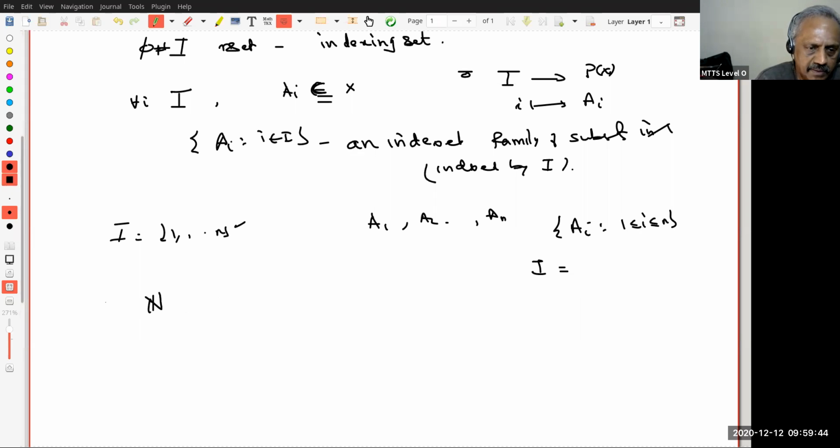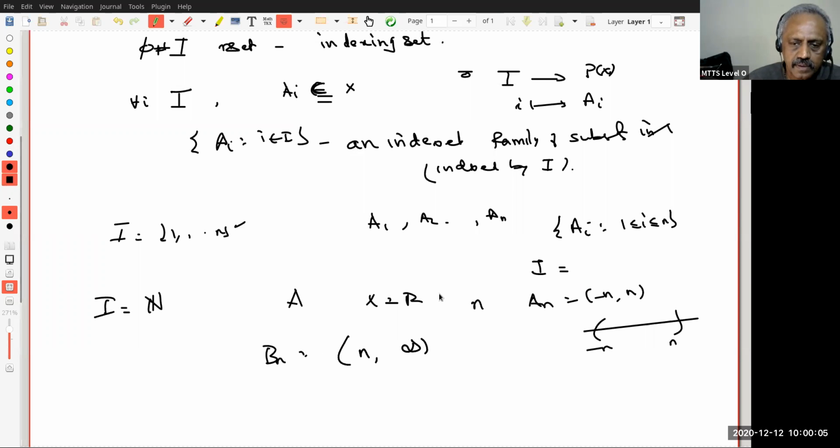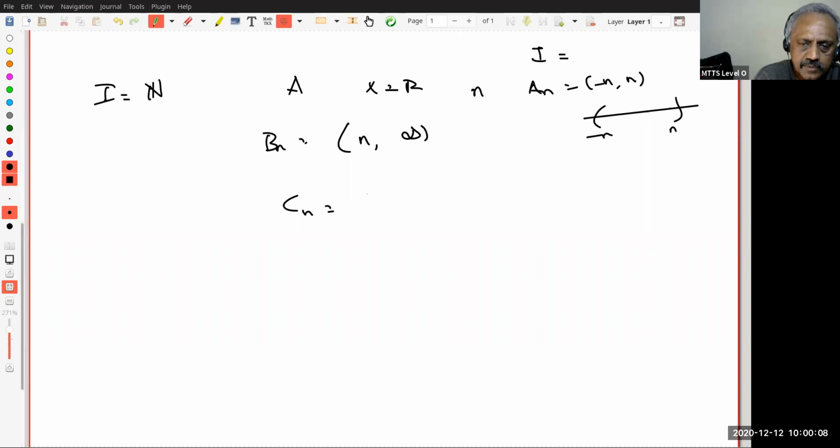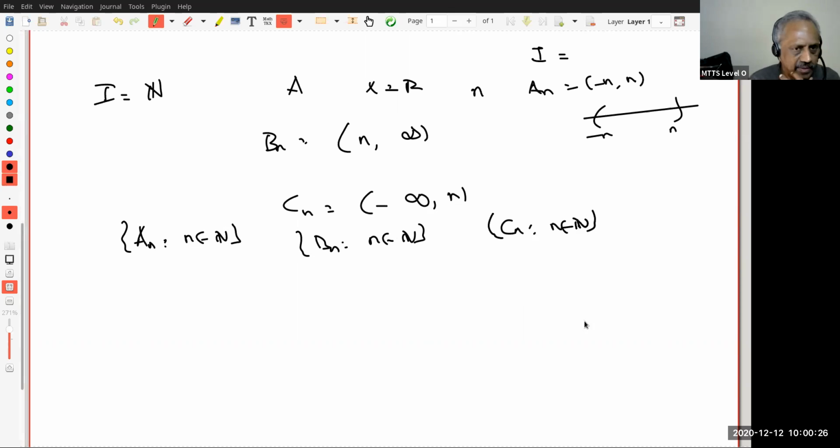Suppose I equals the natural numbers; I can think of that as the indexing set. My X may be R. For each n, my A_n will be minus n to plus n, the open interval or closed interval doesn't matter. Or it could even be B_n, which may be n to infinity, or C_n, which may be minus infinity to n. So all these families are indexed by naturals: A_n, B_n, and C_n. You understand that? These are called indexed families.